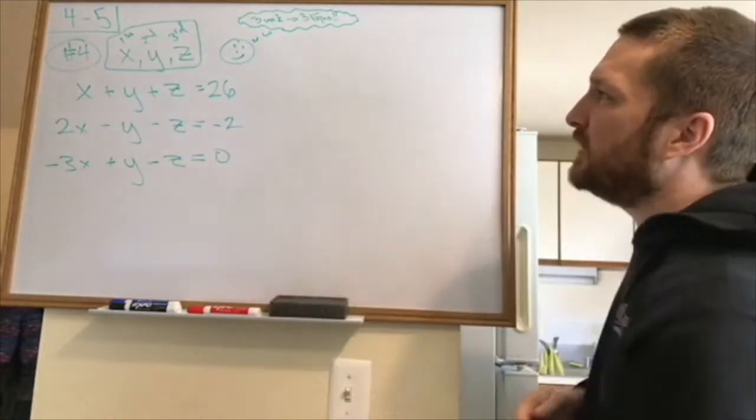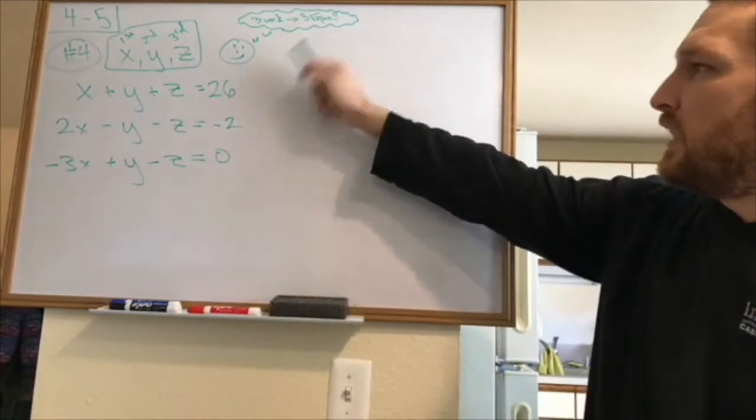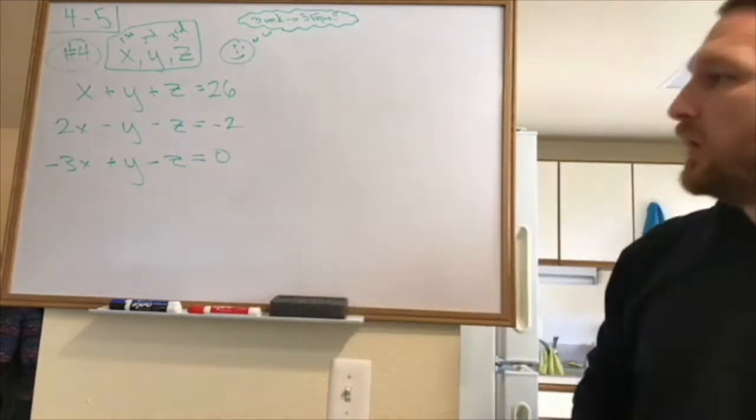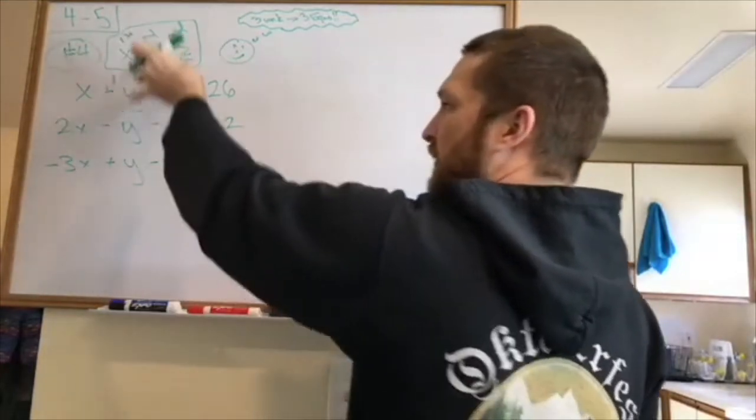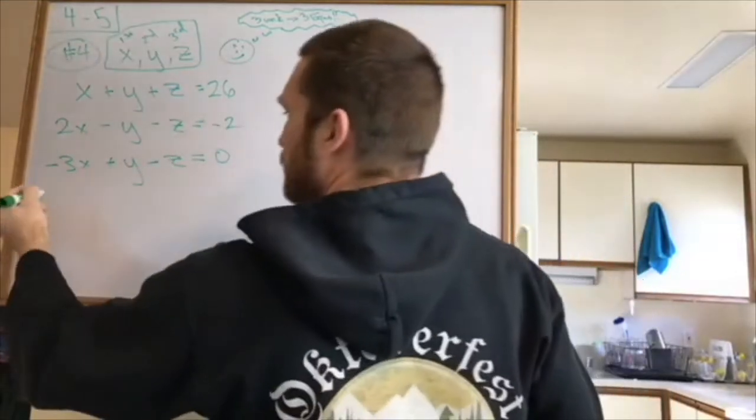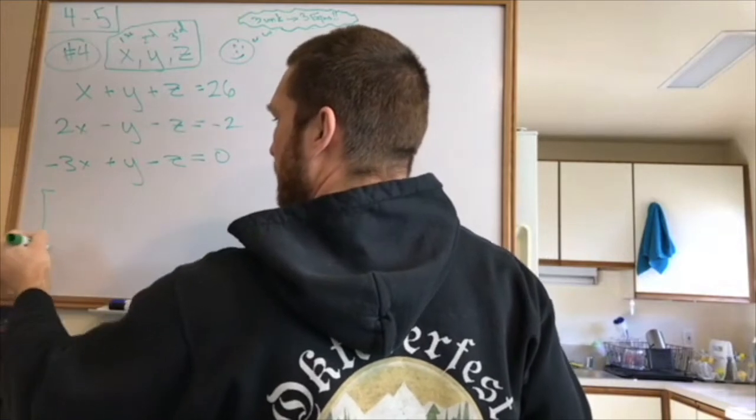I have three unknowns. I need three equations. I have three equations. I've lined them up in the right way, all the x's, all the y's, all the z's. And so I'm going to rewrite this as a matrix.